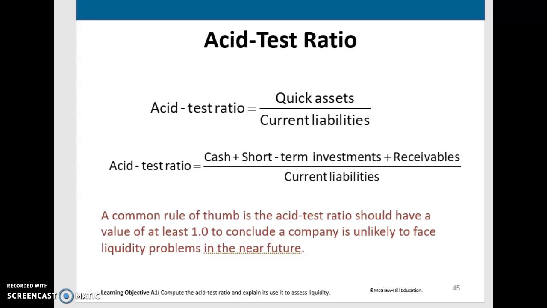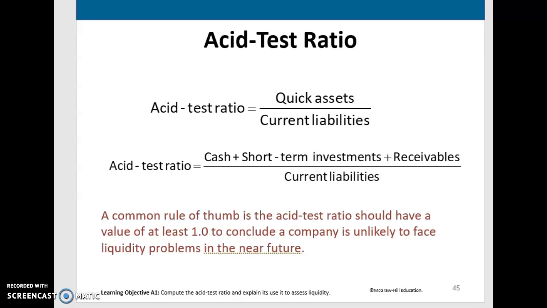So we're going to test the really quick assets, which are cash, our short-term investments, and our current receivables. The logic behind this is that inventory and prepaid expenses may take a little bit longer to convert to cash. So we want to see how quickly we can pay off our current liabilities with those quick assets.